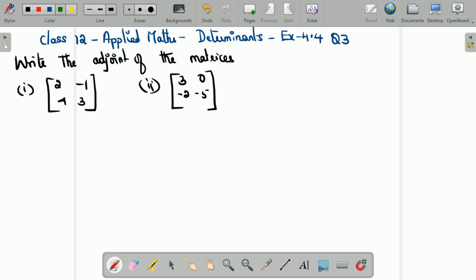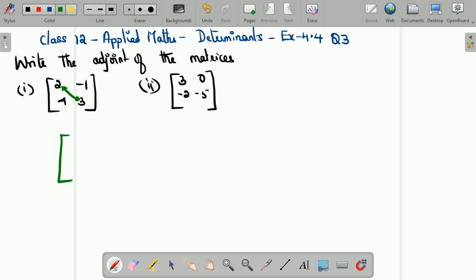In this video, let's find the solution for the third question in exercise 4.4. Write the adjoint of the matrices, and they have given two subdivisions, both are 2 cross 2 matrices. One of the easiest ways to write the adjoint of a 2 cross 2 matrix is to simply swap the position of these two values. So let's do that first.